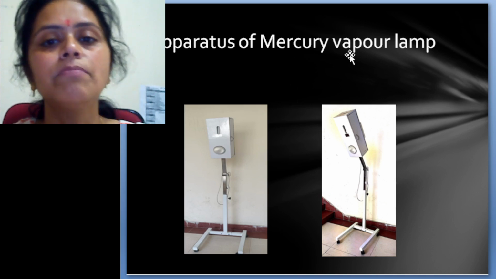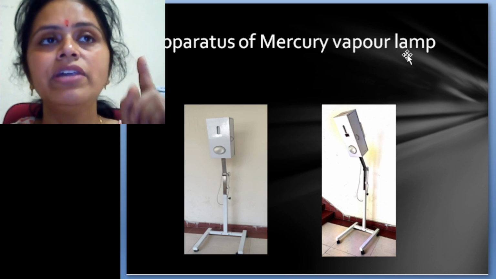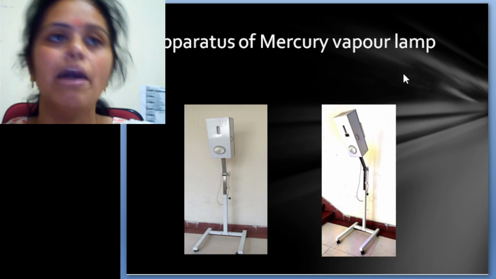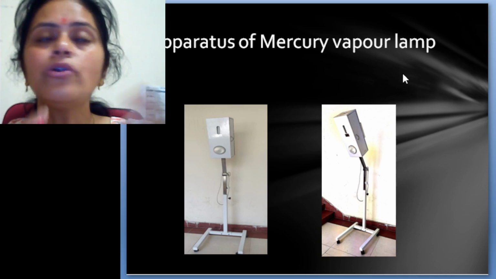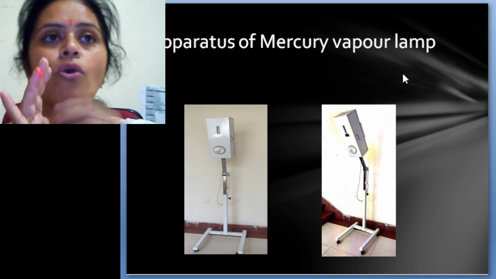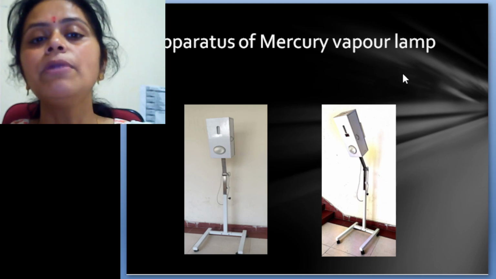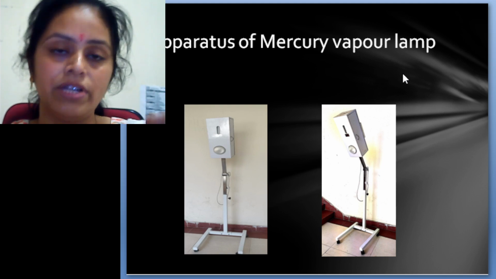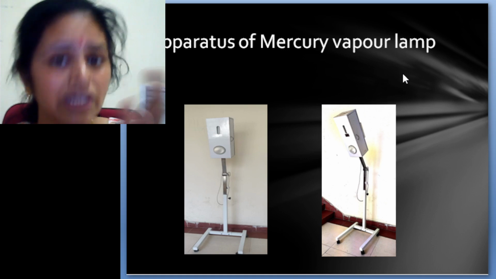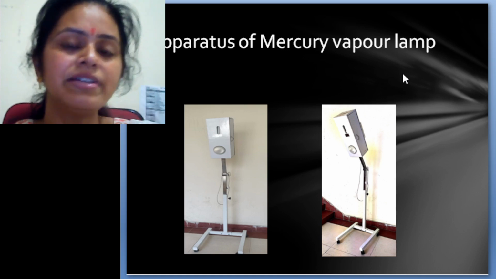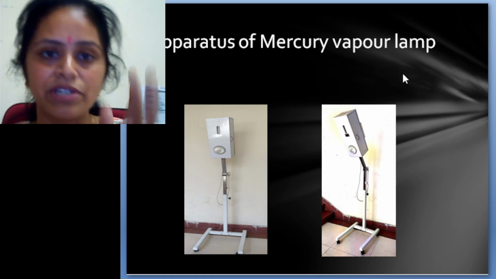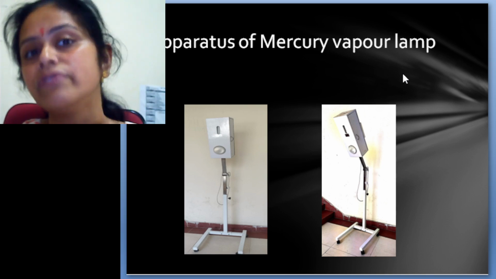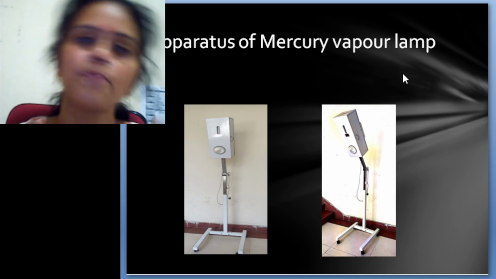Second thing is, because this is a mercury vapor lamp, it has one demerit: the tube or the filament which has the argon gas is heated up, and because of this I cannot apply this machine directly or in close contact with the patient's skin. So I have to keep in mind whenever I am giving this treatment, there should be a distance of around 50 to 80 centimeters between this apparatus and the patient's skin. So there should be this much distance between the patient and the machine.